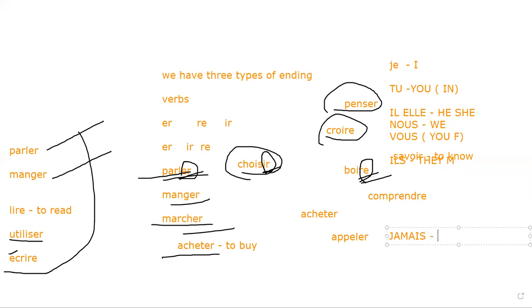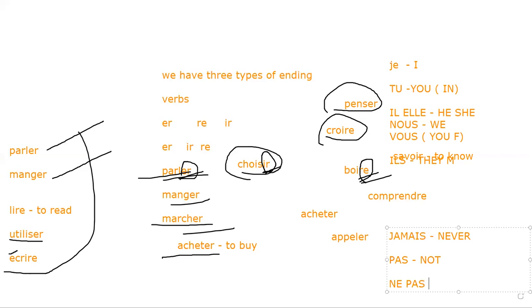Jamais. Never. I will say something in French and you have to understand those things, like when I use some verb. Pas. Pas is not. Ne pas is not. Pas, pas is not. Is it clear to you?